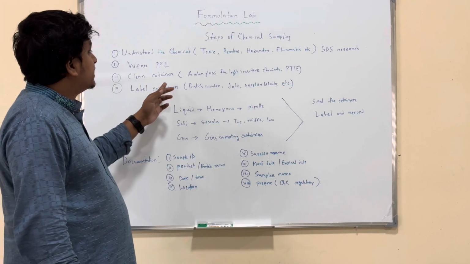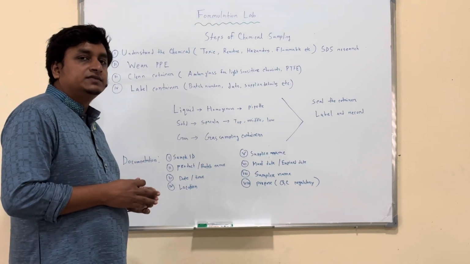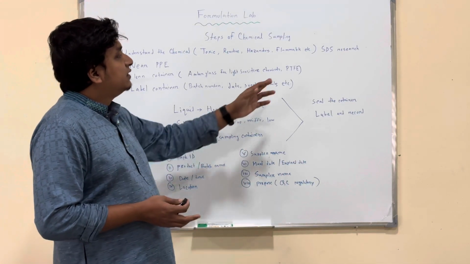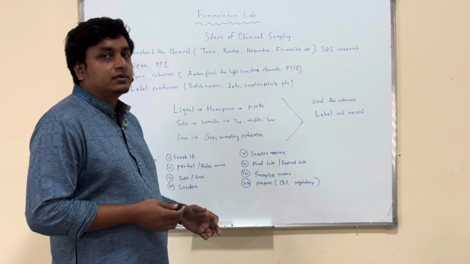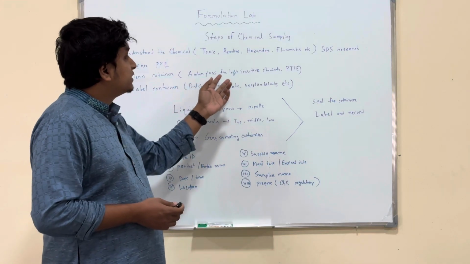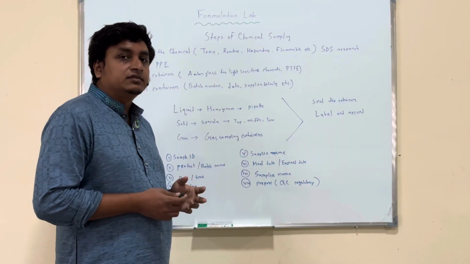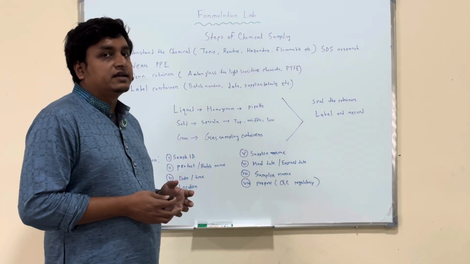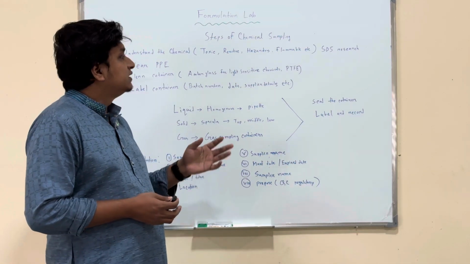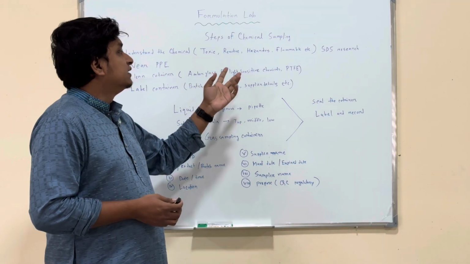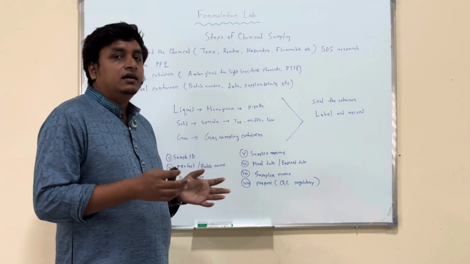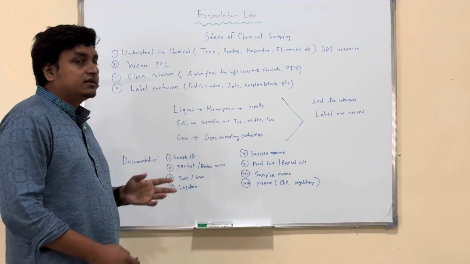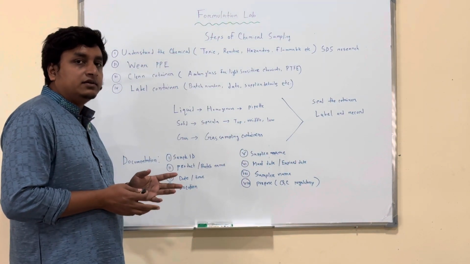Thirdly, the clean containers we'll use for collecting these samples. For example, it can be PTFE, polytetrafluoroethylene, or it can be amber glass for light sensitive chemicals. For example, vitamin E. Vitamin E is an antioxidant, so we should collect it in amber glass, light sensitive glass bottles.